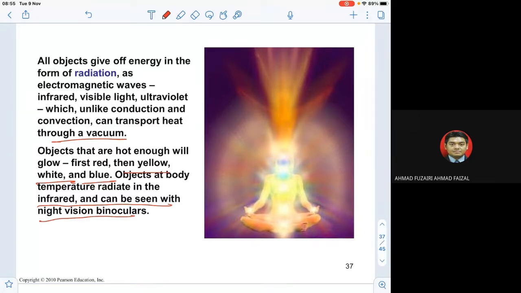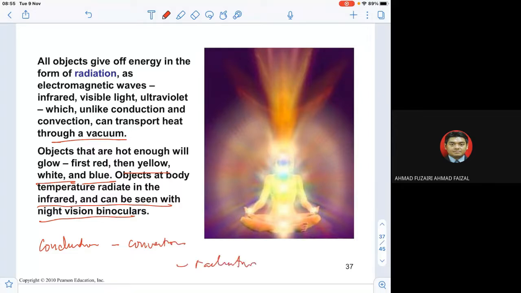So now, heat transfer is based on number one, conduction, number two, convection, and number three, radiation. You need to know about conduction: Q equals k A delta T over L times t. For convection, you need to know about land breeze and sea breeze, and for radiation, about EM waves.